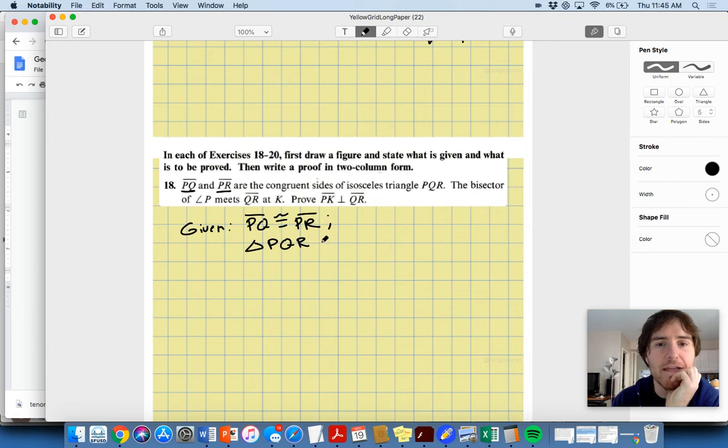The bisector of angle P, okay, so the bisector of angle P meets QR at K. So it sounds like because it meets QR at K, that ray PK is the bisector of angle P here. And I don't know how else to best describe it here. Well, anyways, let's just check it out.